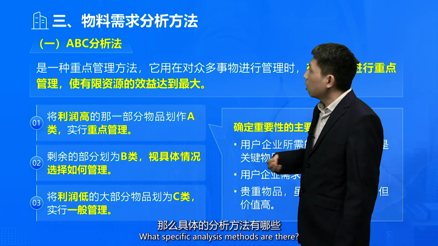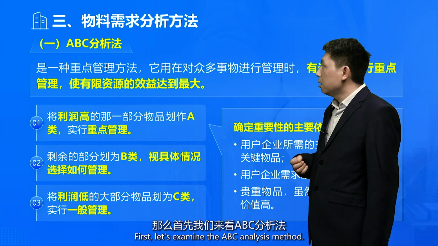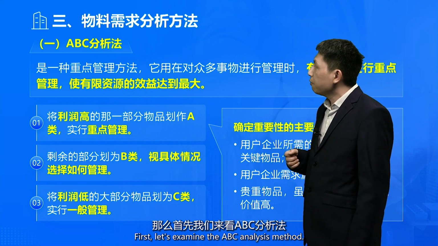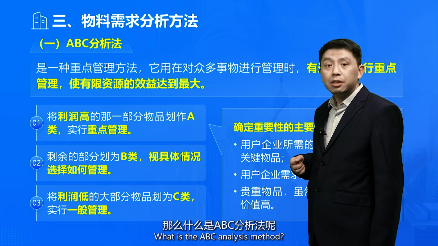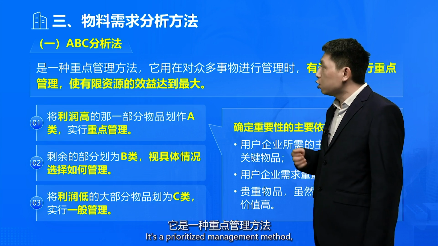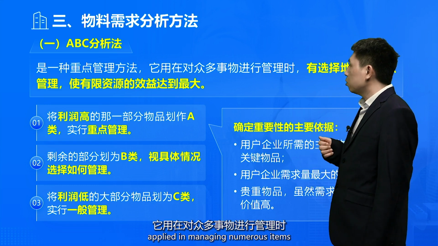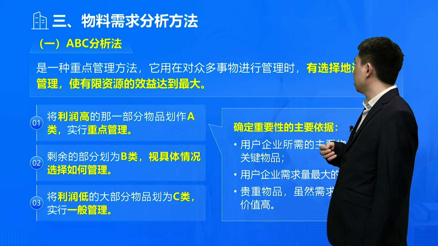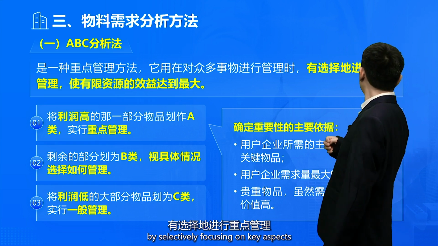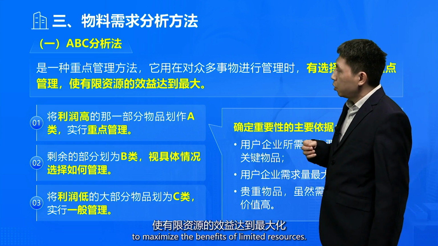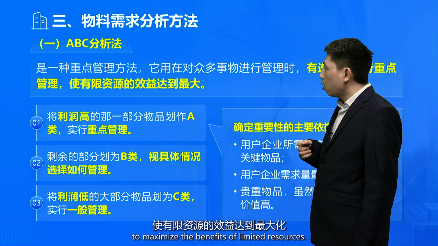What specific analysis methods are there? First, let's examine the ABC analysis method. What is the ABC analysis method? It's a prioritized management method applied in managing numerous items by selectively focusing on key aspects to maximize the benefits of limited resources.